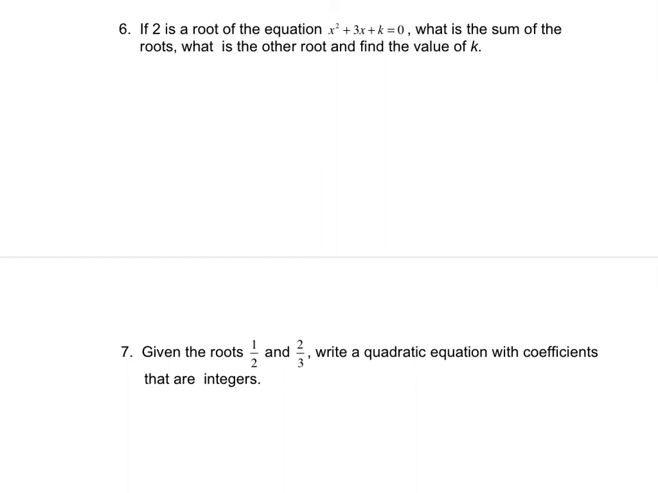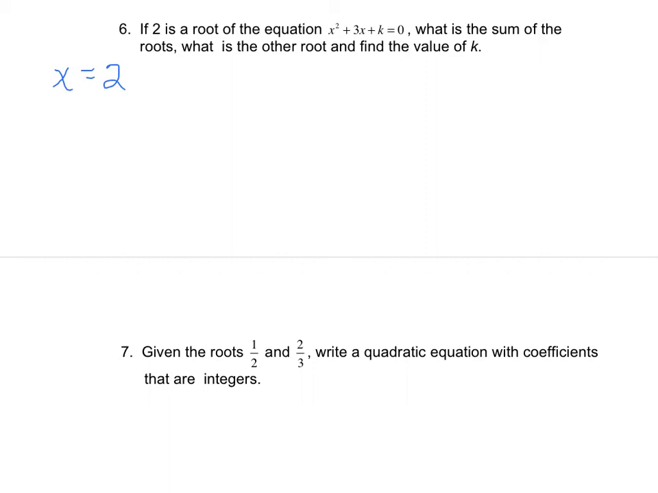Taking a look at number 6, if 2 is a root of the equation x squared plus 3x plus k equals 0, what's the sum of the roots and what is the other root? And then find the value of k. All right, well, we already know one root, it's 2. So one root would be x equals 2. Well, now think about it. If x equals 2, can't I just substitute 2 in for x and find the value of k?